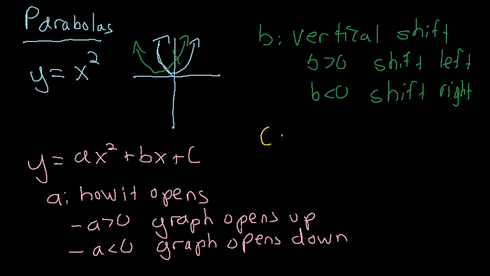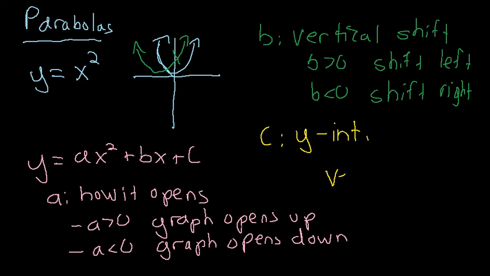And c, as always, is your y-intercept. If you let x equal 0, c is the only term left, so you get y equals c. So where x is 0, we know from previous videos that that's the y-intercept.